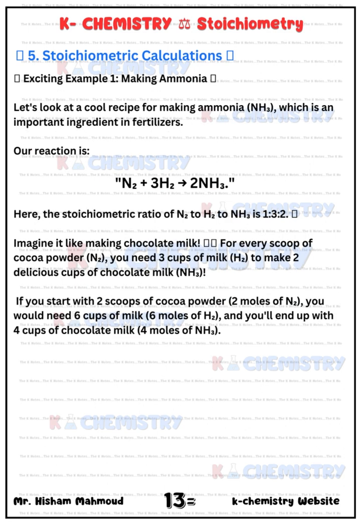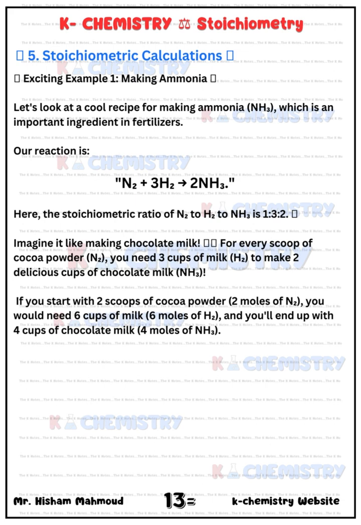So I have more examples here. Ammonia. Look at the cool recipe for making ammonia, NH3, which is an important ingredient in fertilizers. Our reaction is nitrogen and hydrogen forms ammonia. So the stoichiometric ratio of N2 to H2 to NH3 is 1 to 3 to 2.